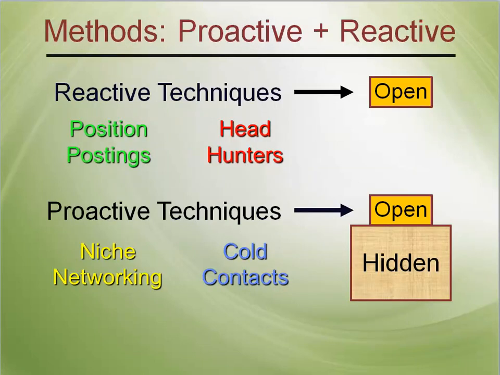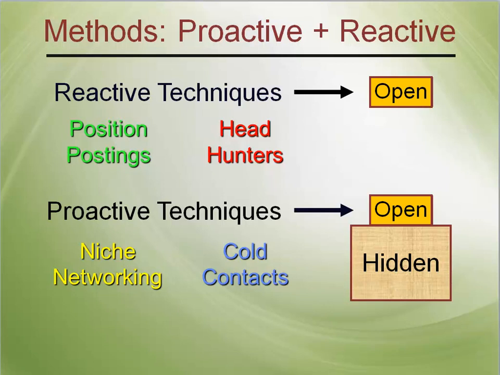Now let's talk about methods, proactive and reactive techniques. In a search, a job seeker uses two methods, proactive and reactive, and each method has two techniques. Let us underscore you will use both of these methods and all four of the techniques during your job search. You don't default to one technique or abandon one technique. You use all four techniques all of the time.